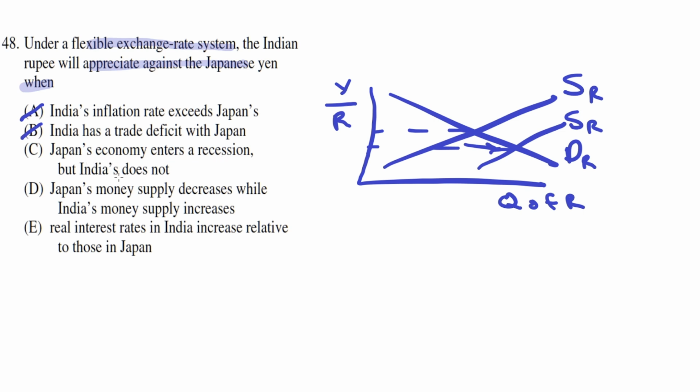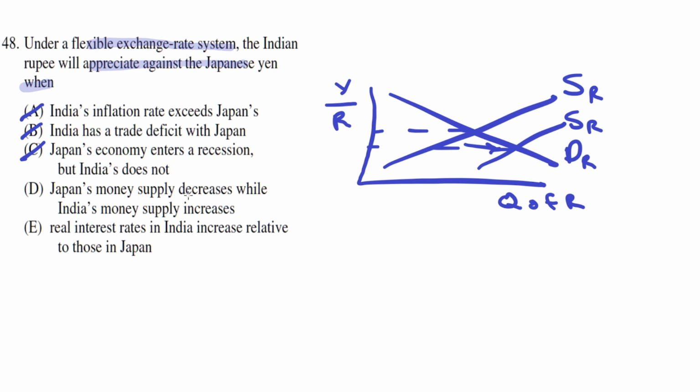C. Japan's economy enters a recession, but India's does not. This is incorrect because if Japan's economy enters a recession, their goods are cheaper, and if their goods are cheaper, the demand for Japanese yen will increase, and if their demand increases, their currency will appreciate. And then India's currency will depreciate. So C is incorrect as well.